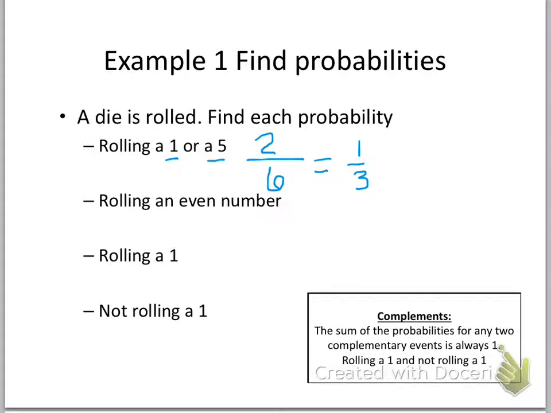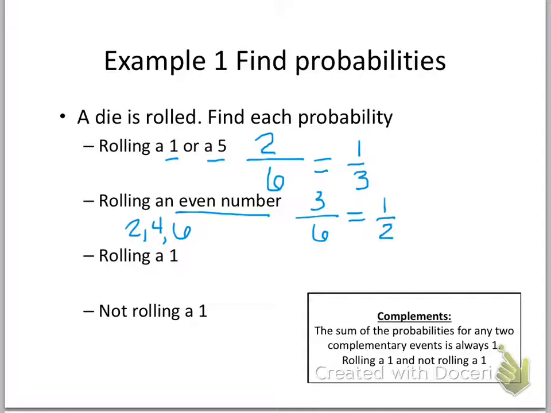1 in 3. What's the probability of rolling an even number? Again, we've got 6 possible outcomes. How many even numbers do we have? Well, there are 3. So that gives me a probability of 1 in 2. That's an equally likely probability.